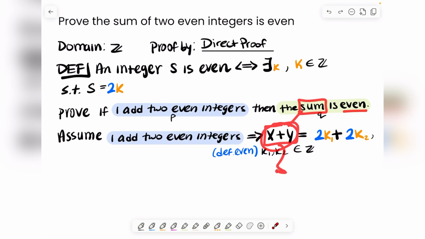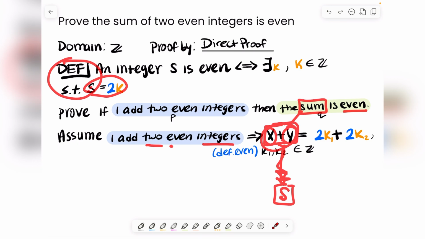Well, at the end of the day, I know that x plus y is going to be an integer. How do I know that? Because of the closure properties of integers, which I covered in the same video that I explained how to get the definition of an even number. But in simple words, it says if you add two integers, which we know that x and y are, because we assume them to be two integers here, we just get another integer. And we can call that integer s, whatever you want. But at the end of the day, we know that it's an integer.